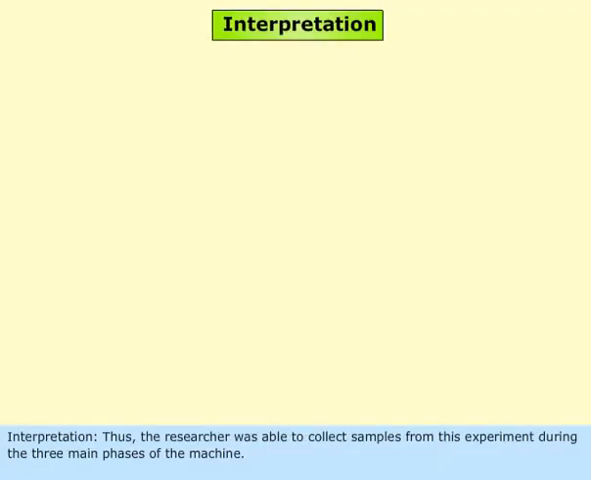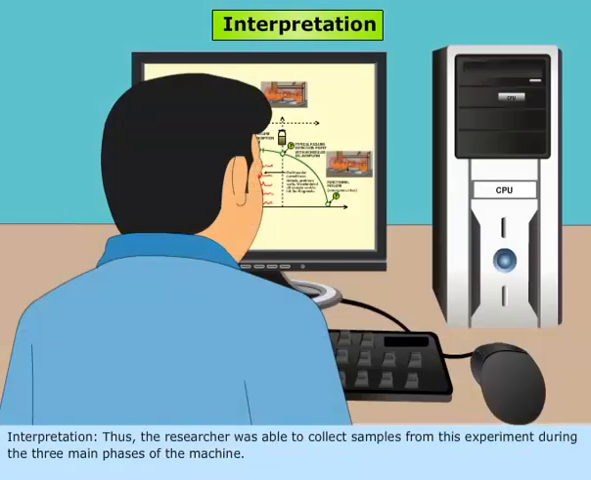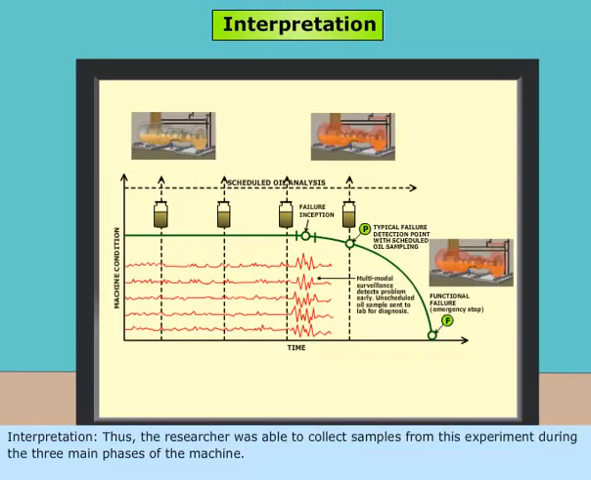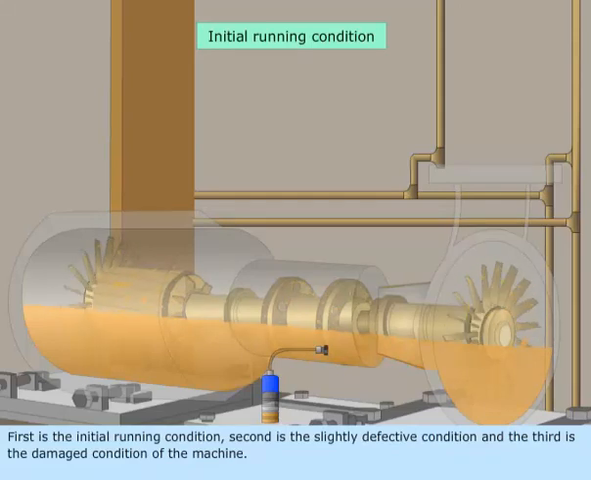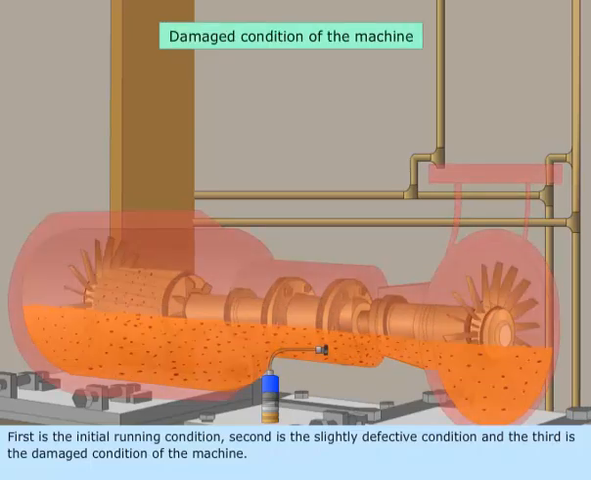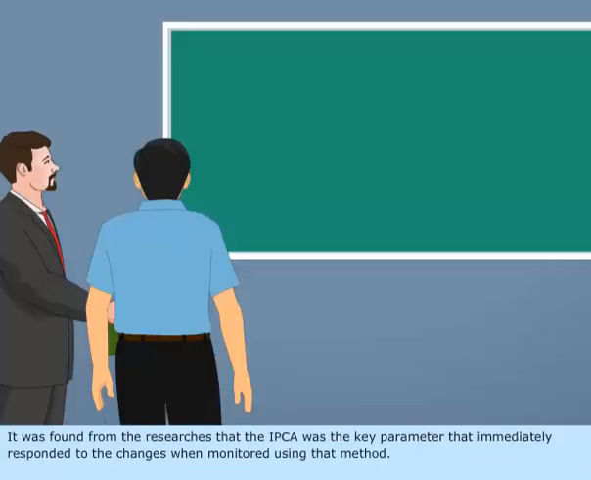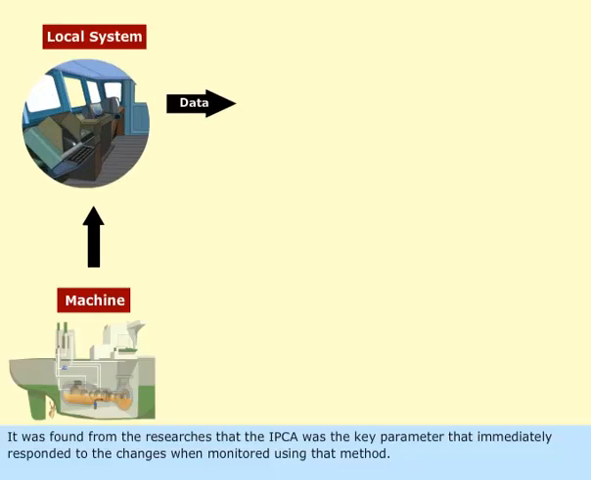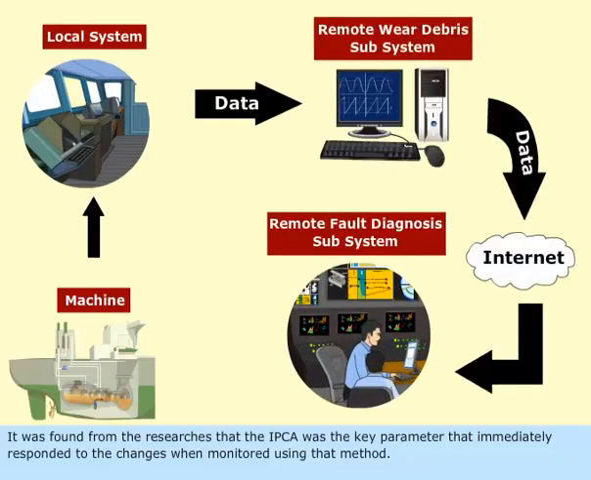Interpretation. Thus, the researcher was able to collect samples from this experiment during the 3 main phases of the machine. First is the initial running condition. Second is the slightly defective condition. And third is the damaged condition of the machine. It was found from the research that the IPCA was the key parameter that immediately responded to the changes when monitored using that method.